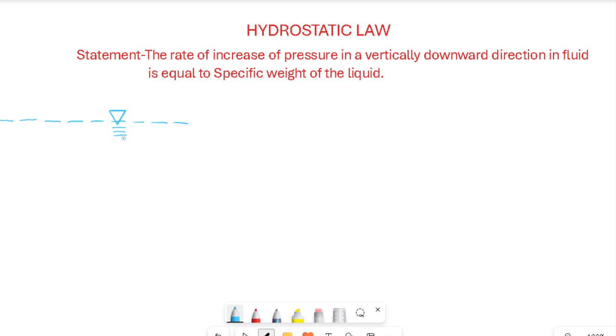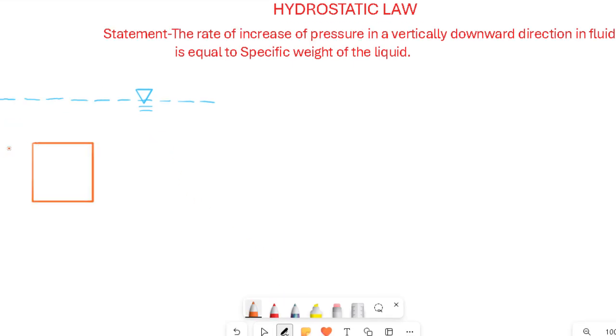Let us consider a fluid which is open to atmosphere and having some depth. Let us consider a fluid element inside this fluid. Let us name this as PQRS. Now let the area of this element be dA and height say dH.